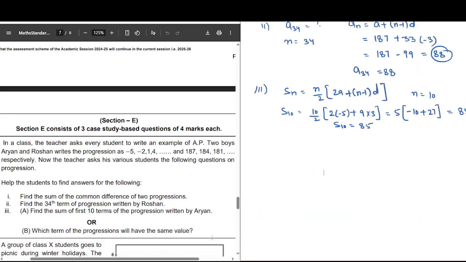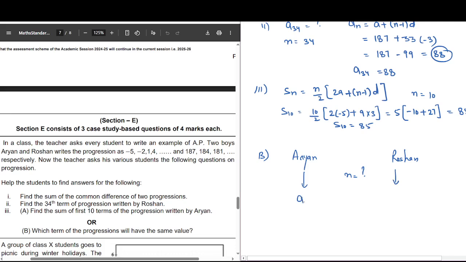Now the third part, second option, it is written that which term of the progression will have the same value. So this is the option B part. They are saying that we have the two APs. One AP was given by Aryan and another AP was given by Roshan. They are saying which term of the progression will have the same value. That means for which value of n, both the terms of these two APs will be the same.